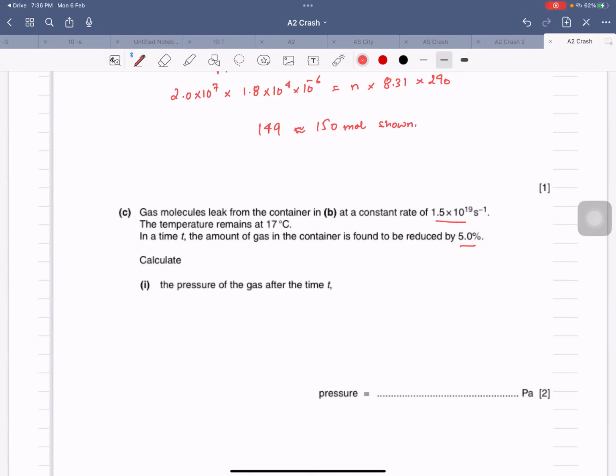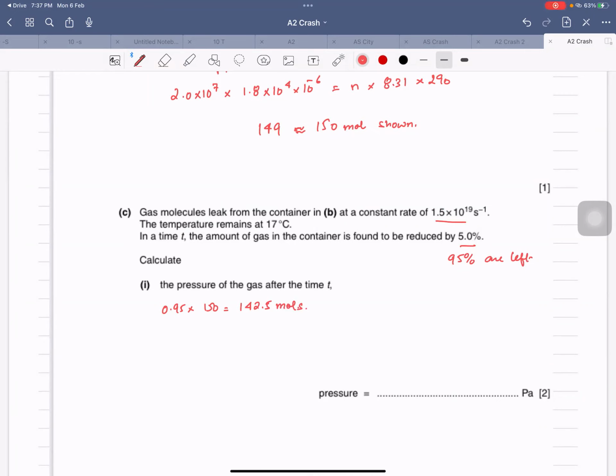So now the pressure of the gas after t. It is reduced by 5%, which means 95% are left. You guys agree to this? Yes. Okay. If 95% are left, can I say 0.95 times the original number of moles? And that is what? Go and find it. 142.5 moles. Okay, so you got the moles. Yes, very good.